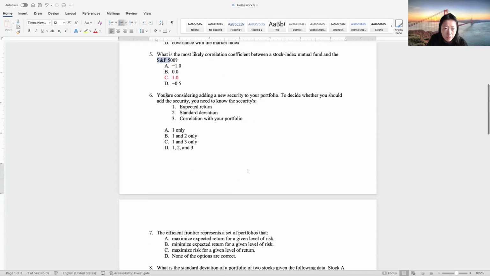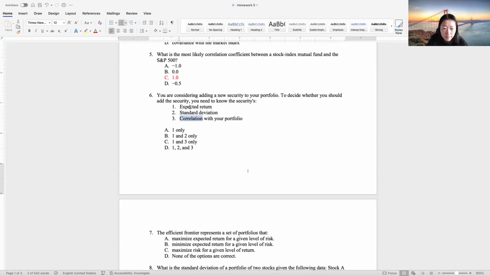Next question. You are considering adding a new security to your portfolio. To decide whether you should add the security, you need to know the security's: 1, expected return, 2, standard deviation, 3, correlation with your portfolio. This question is very good. In the previous question, we learned that if we want to know the diversification effect, we have to know the correlation. So number 3 has to be checked.